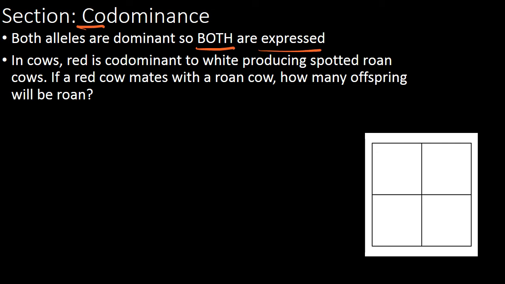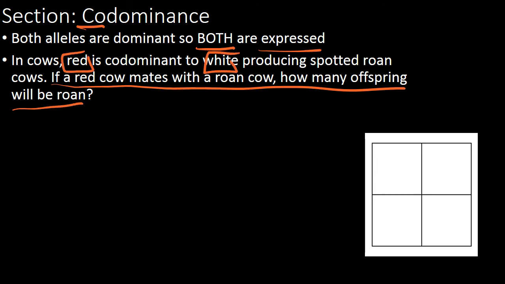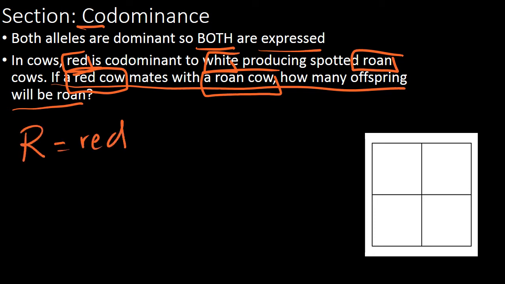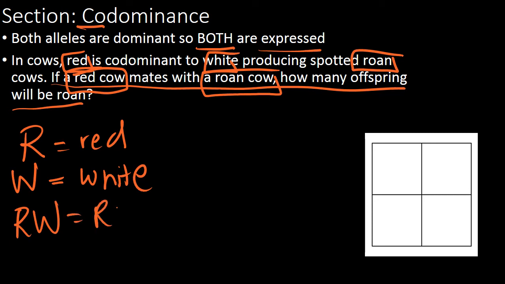If a red cow mates with a roan cow, how many offspring will be roan? Underline the question. Box traits: red, white, roan. Box in what my parents are: red cow, roan cow. Write my letters. If I have a capital R, I'm going to have red. If I have a capital W, because remember both are dominant, I'm going to have white. And if I see both together, if it's heterozygous, I'll see roan, which is basically red and white spotted.